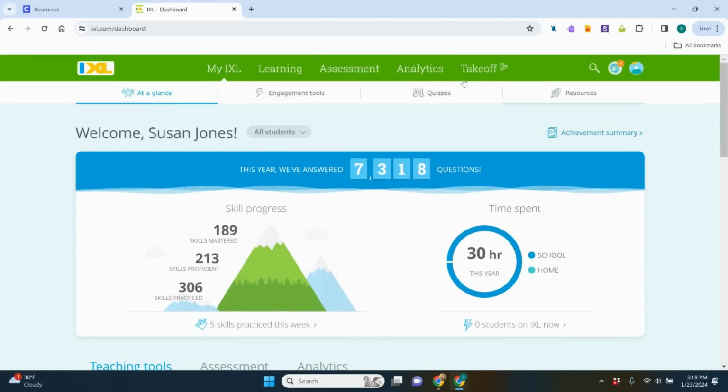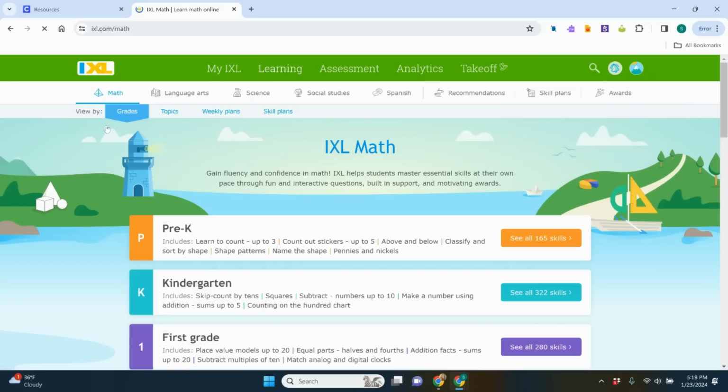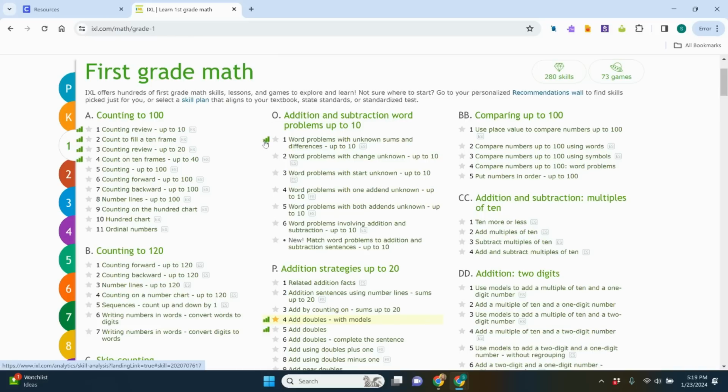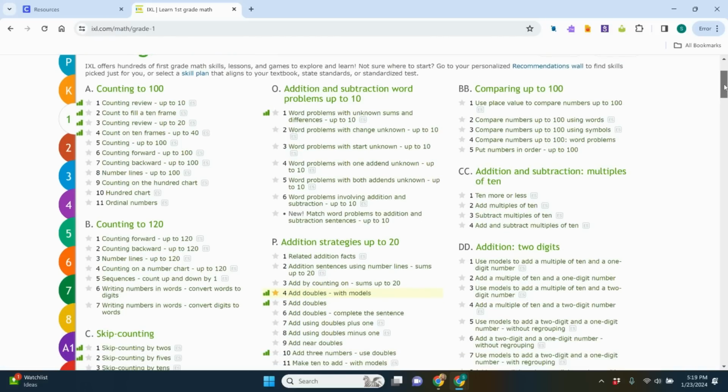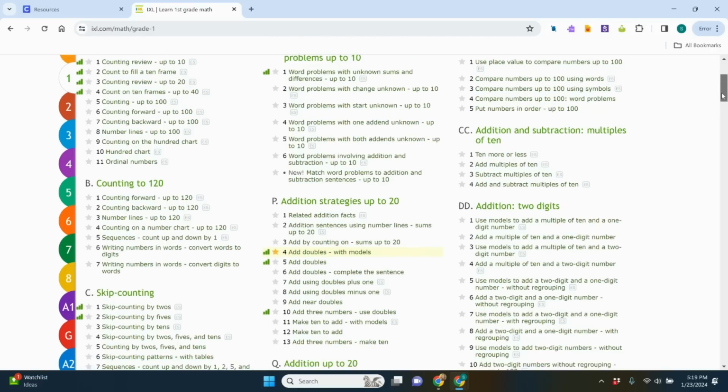If I want to go ahead up to learning, and then I go to math and skills, I want to show you, if we go to first grade, all the different skills that there are here for your students to go ahead and practice. And any one of these with the little green bar graph here means I have already taught it to my students, and I can actually click that and see the data. The highlighted ones are ones that are currently assigned, but there are just so many different activities.